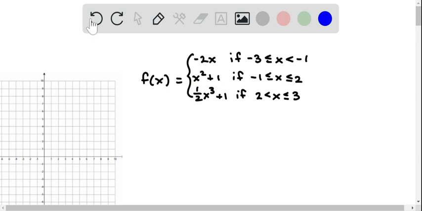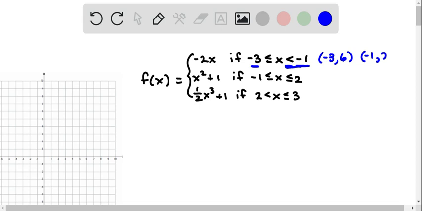Now let's find some points on each one. So starting with f of x equals negative 2x, I'm going to substitute negative 3 in since that's one of my endpoints. Negative 2 times negative 3 is 6. And then I'm also going to substitute in negative 1. Even though it says less than negative 1 and it doesn't say less than or equal to negative 1, I'm going to use it as an open circle to show where that piece is going to stop.